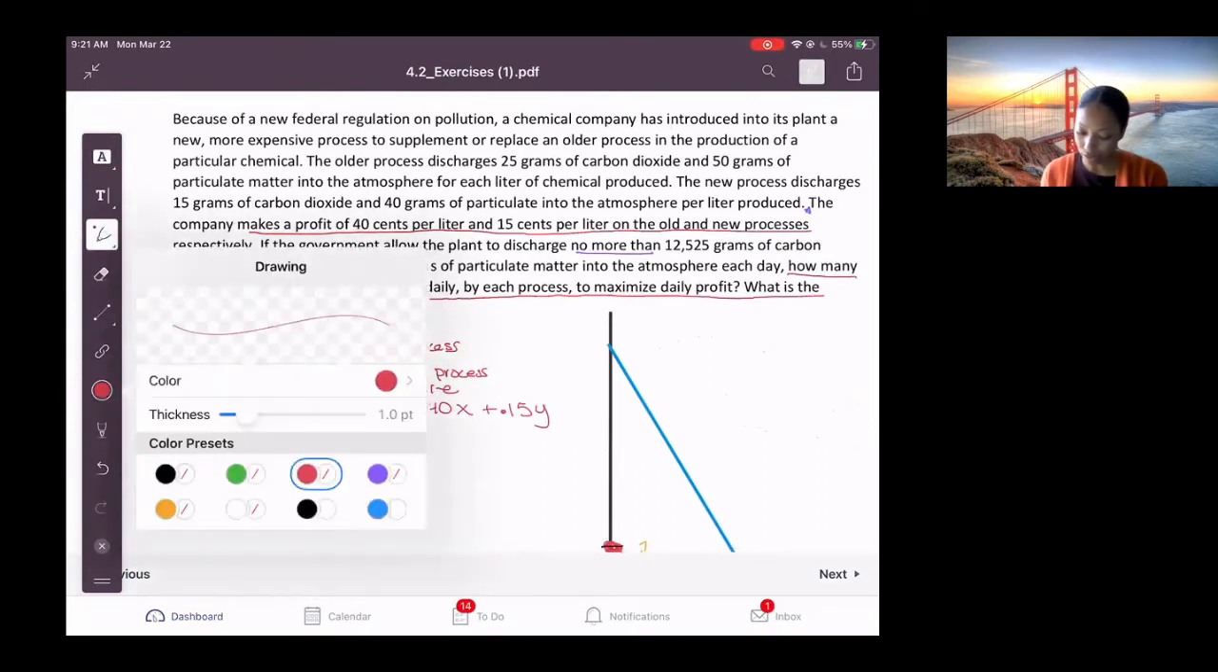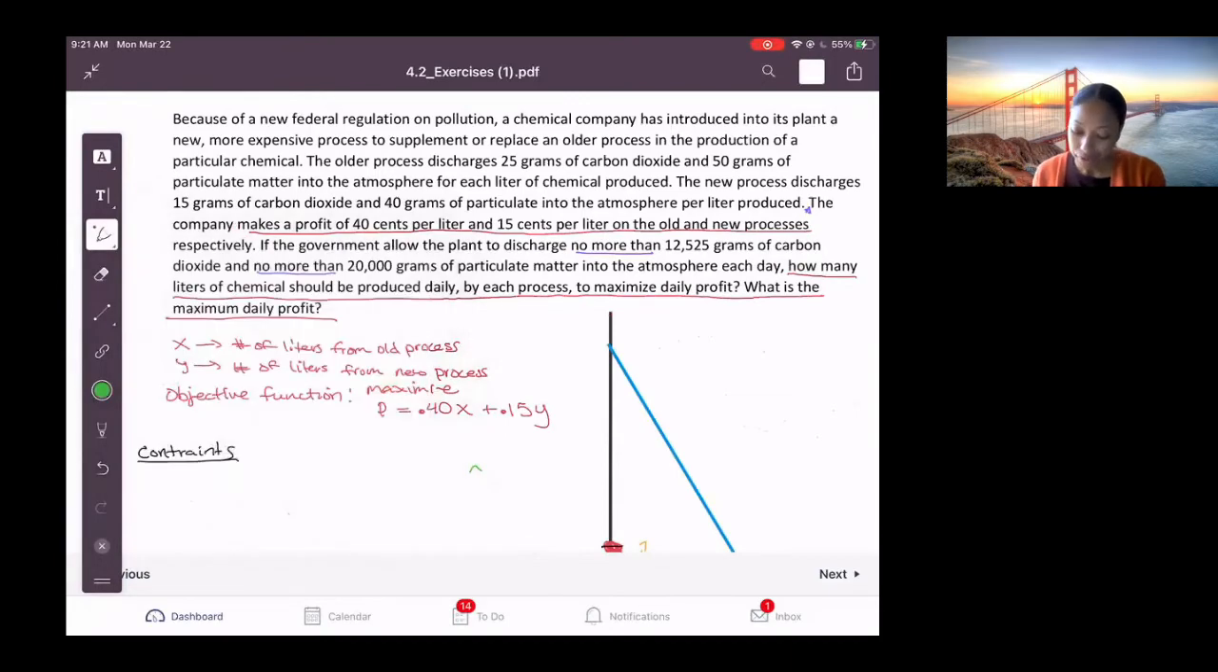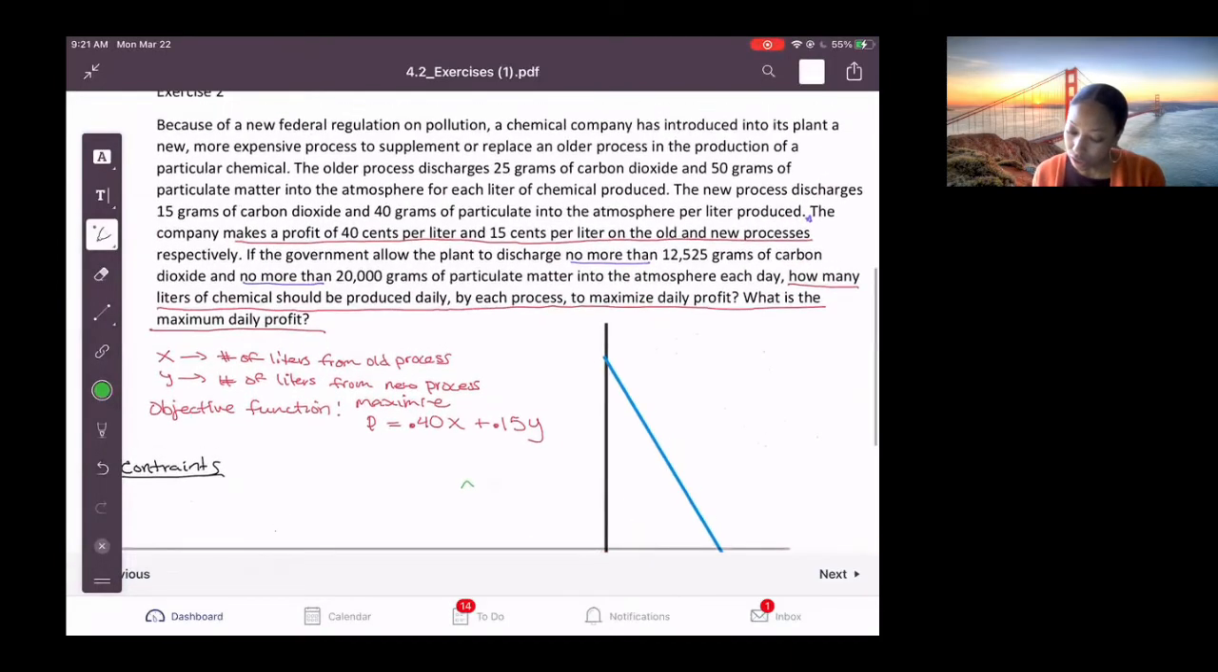Oh, I used red already. What color can I, oh, green. Okay. So let's start with the carbon dioxide. The older process has 25 grams of carbon dioxide for each liter, and the new process discharges 15 grams of carbon dioxide for each liter. And then how much carbon dioxide are we legally allowed to discharge? No more than 12,525 grams of carbon dioxide.